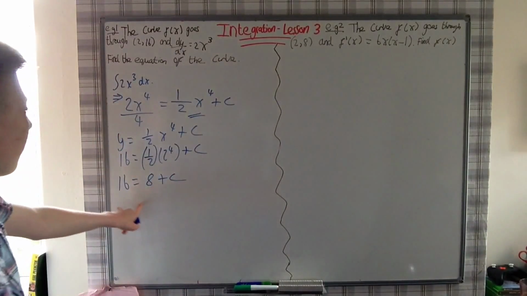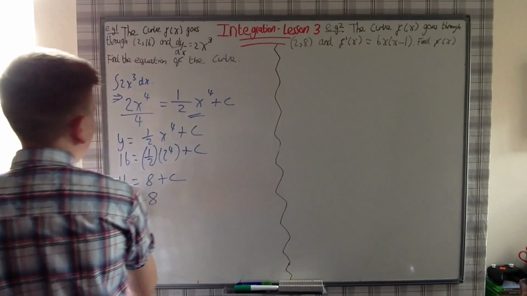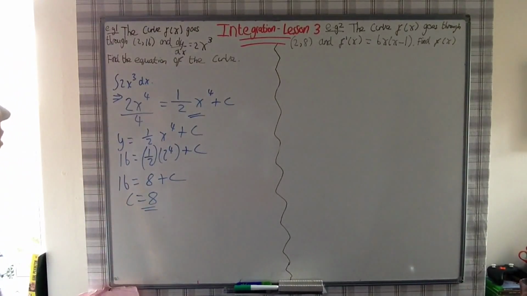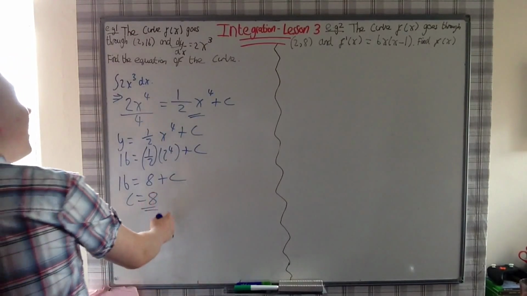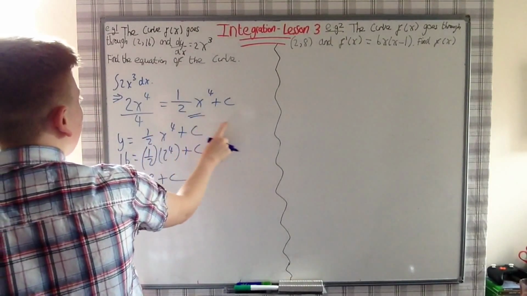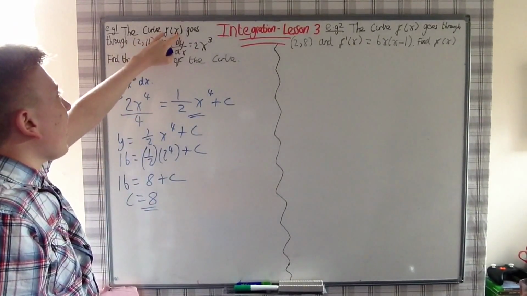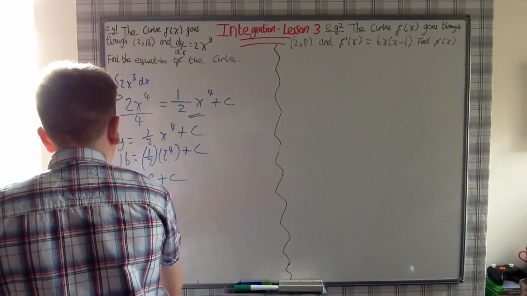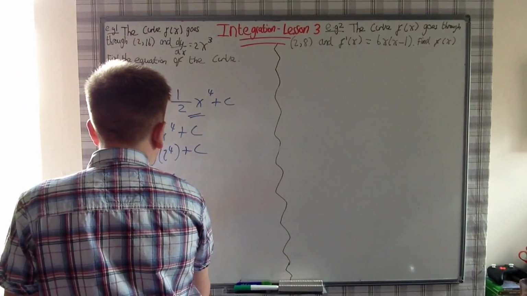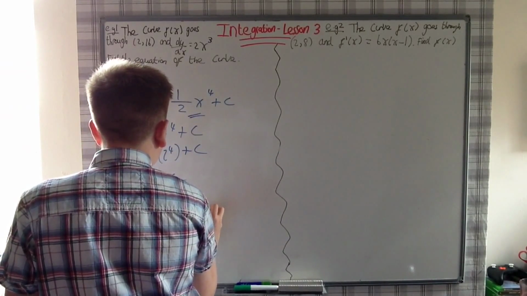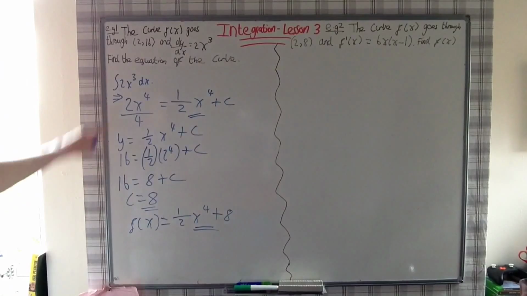Now we can simply subtract the 8 from the 16, moving it across, and we're going to get c equals 8. So here's the value of our constant. But if we left it like this, we would drop a mark. We have to put this back into the equation of the curve that we calculated here. So we could write y equals, but in the question it does say the curve is f of x. So we should say f of x equals a half x to the power 4 plus 8, which is our constant. There we go, that's the equation of the curve. So that's the first question done.